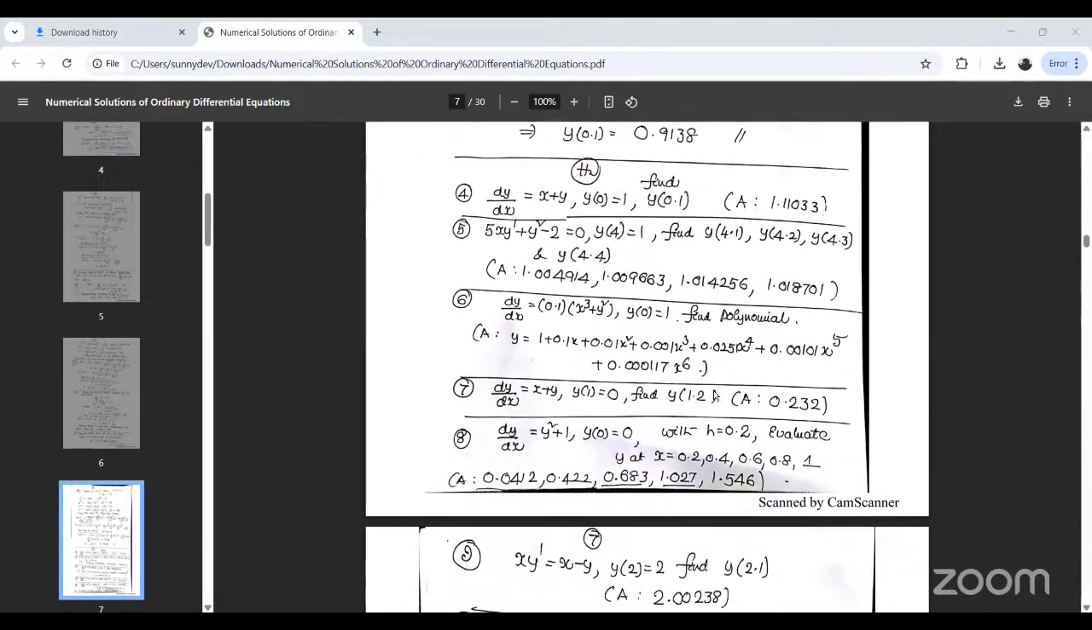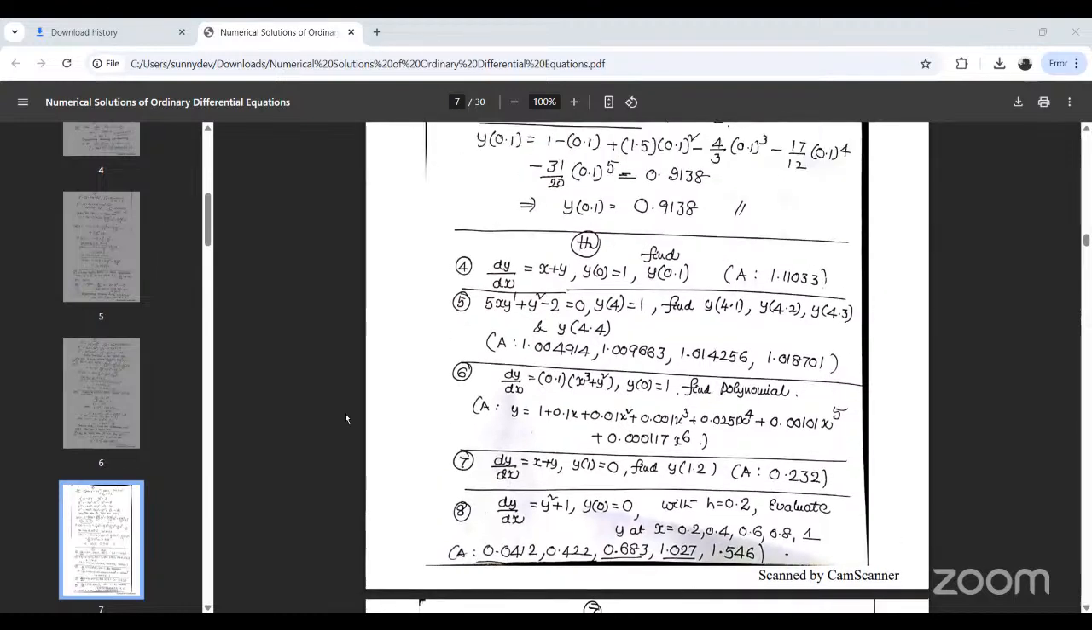Students, you can copy these problems to solve more.